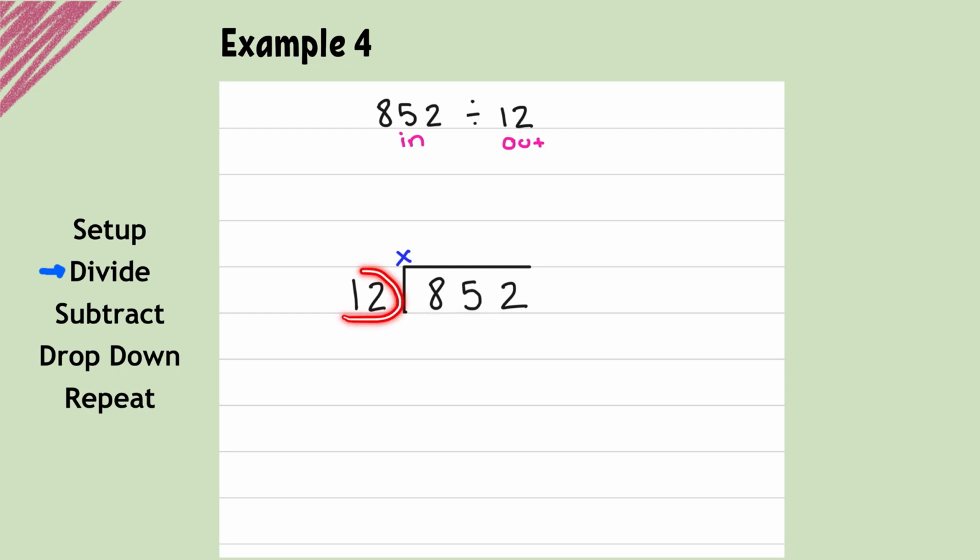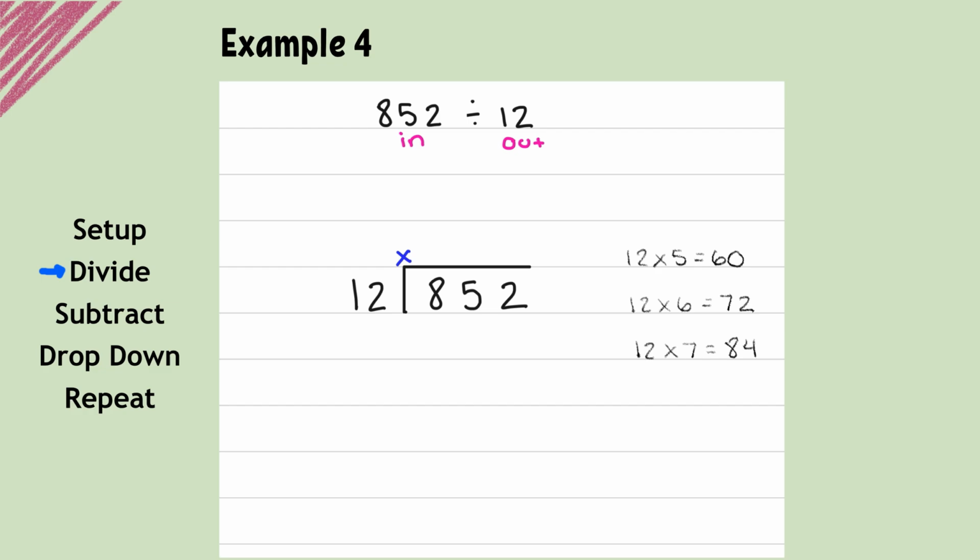Can 12 go into 85? Yes. Now this is where your scratch paper is going to come into play. And this is where your teacher means show your work. So let's see how close we can get to 85 by multiplying by 12. So I'm going to start kind of high. I'm going to do 12 times 5 because I know 12 times 5 is 60. Let's see if we can get closer to 85. 12 times 6 is 72. And let me do one more just for safe measures. 12 times 7 is 84.